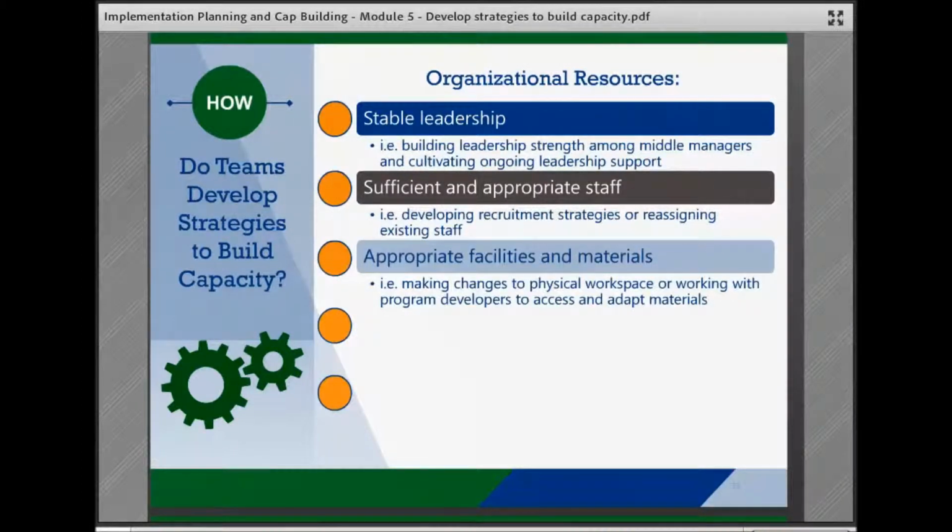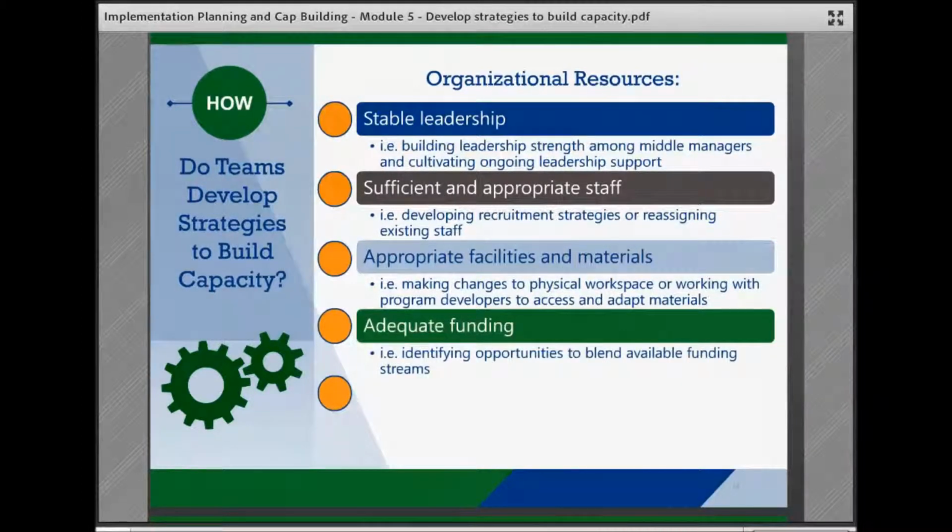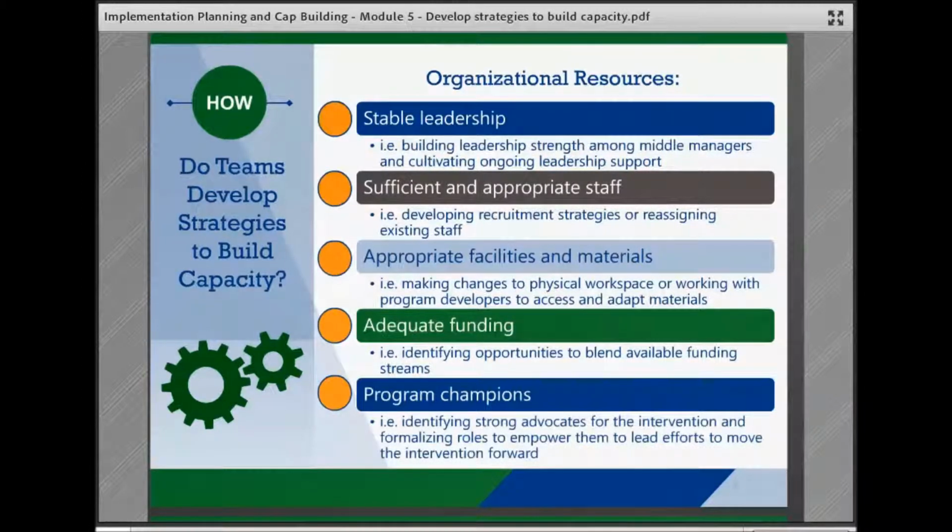Appropriate facilities and materials, like making changes to physical workspace or working with program developers to access and adapt materials. Adequate funding, like identifying opportunities to braid or blend available funding streams through partnerships or developing a funding strategy. And program champions, like identifying strong advocates for the intervention and formalizing roles to empower them to lead efforts to move the intervention forward.